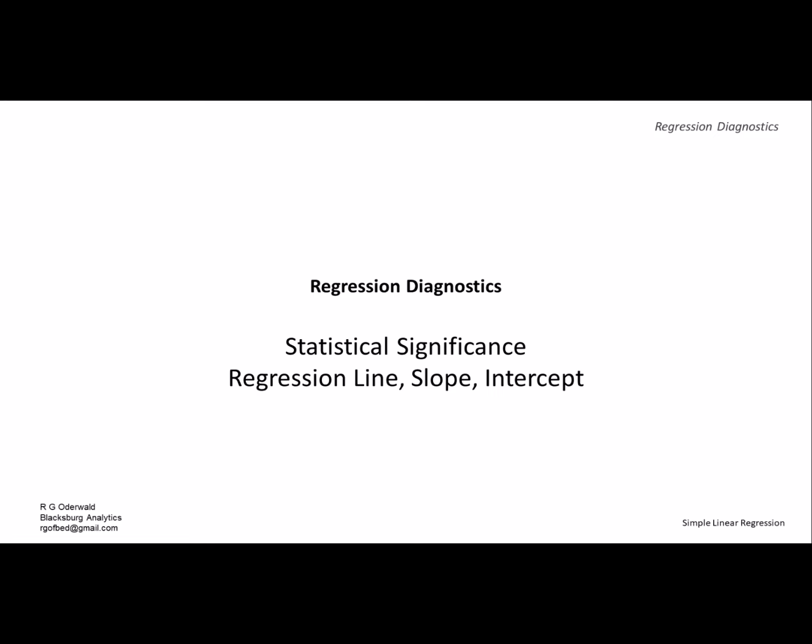Regression diagnostics mostly concern statistical significance of the regression line, the slope, and the intercept. There are more than a dozen statistics that address every aspect of the regression. Excel will crank out all of them. Only a few are important in general use, and only one is essential to anyone using simple linear regression.